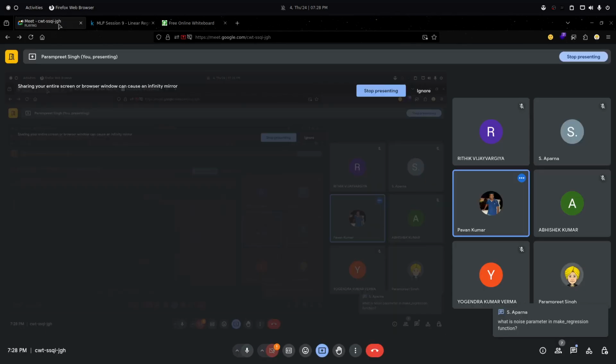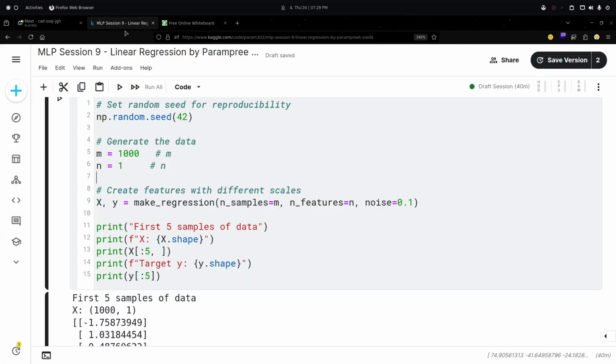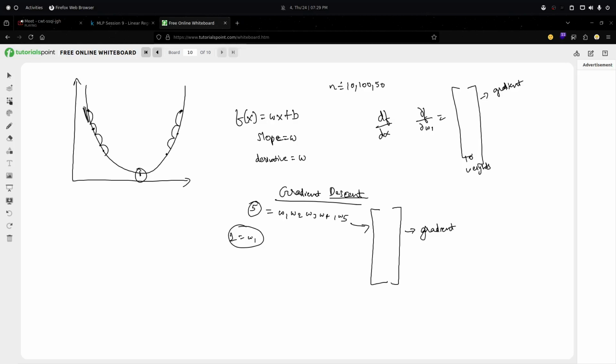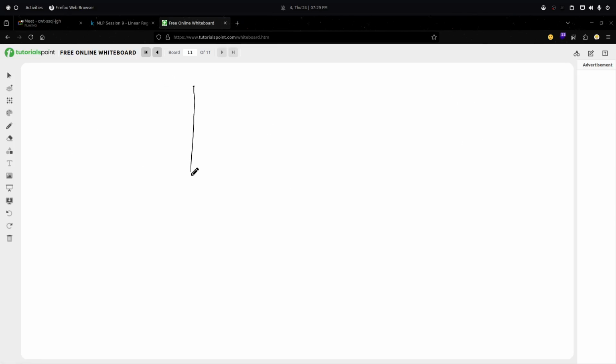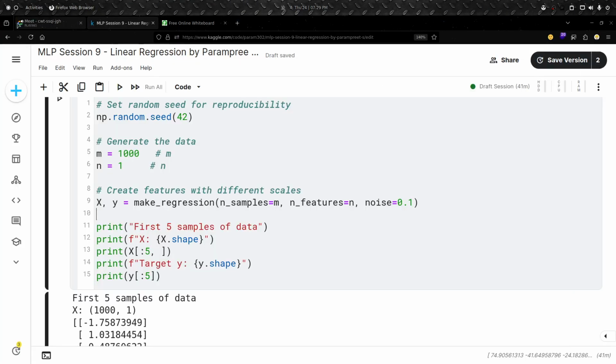Okay, noise, yes, I will tell you. And then we have n, which is 1. The noise parameter tells us how much our data should be spread. If we have noise equals 0 and we call make regression, we'll get points which are closer to each other. If we set noise to some positive value, we'll get the data more spread. This helps us create some random or fake data. That's why we use the noise parameter.